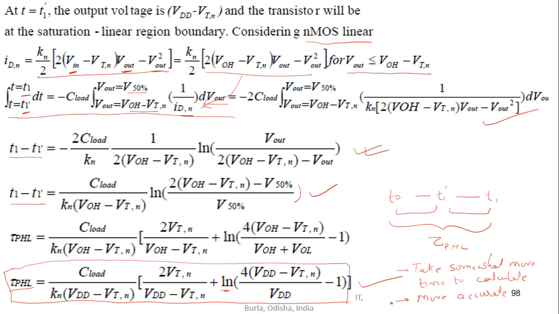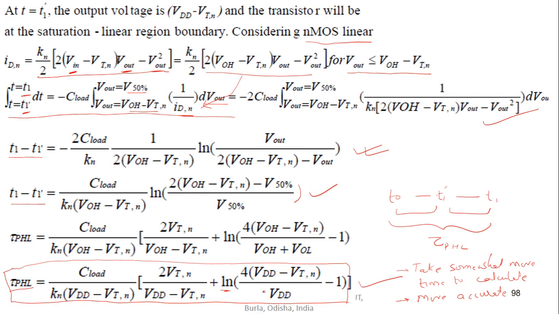So this is the equation for tau PHL. Remember, tau PHL is when the output is falling from high to low. Similarly, we can find out the value for tau PLH, and you may expect a similar equation to this one. Maybe, maybe not. We will see that.